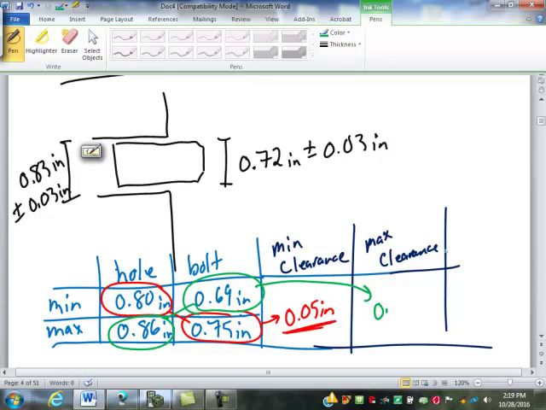Careful. 86 minus 69 is 17. 0.17 inches. So we have 0.17 of an inch. That is close to 3/8 of an inch. That obviously is way too much, isn't it? Not 3/8, sorry, 3/16.